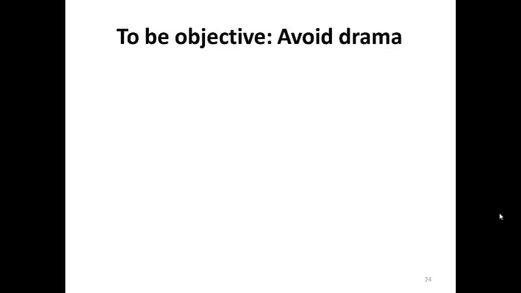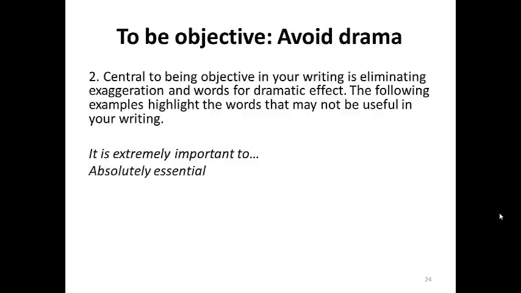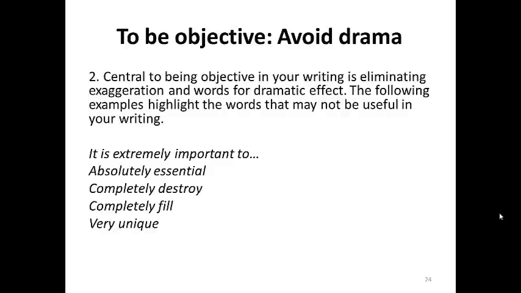Next, to be objective, avoid drama. So it's important to get rid of any exaggeration or dramatic words used in your writing. The following examples highlight some words that may not be the best idea for you to use in academic writing, such as it is extremely important to, absolutely essential, completely destroy, completely fill, and very unique. So try and avoid these unnecessary terms in academic writing. Just be as precise as you need to be and no more.